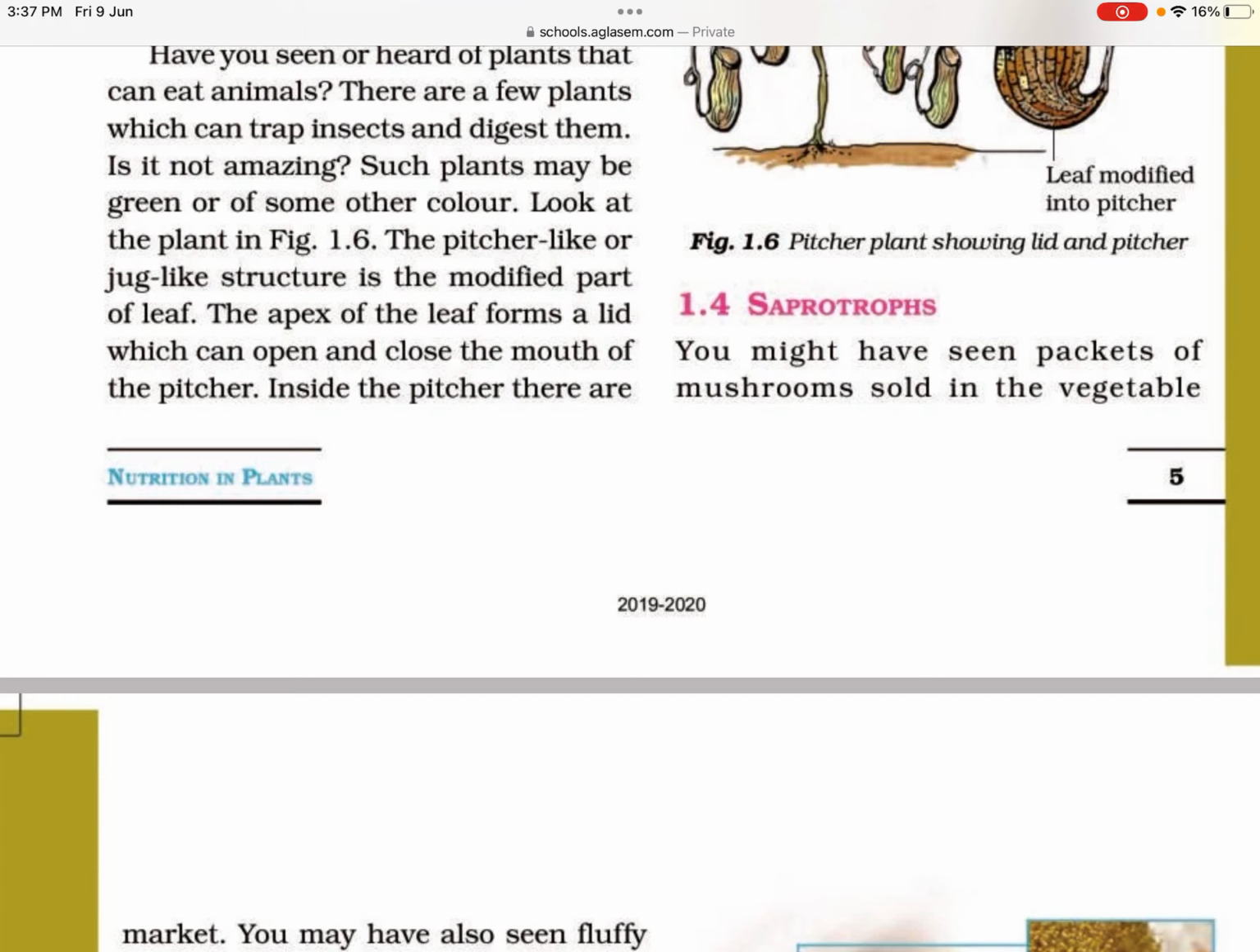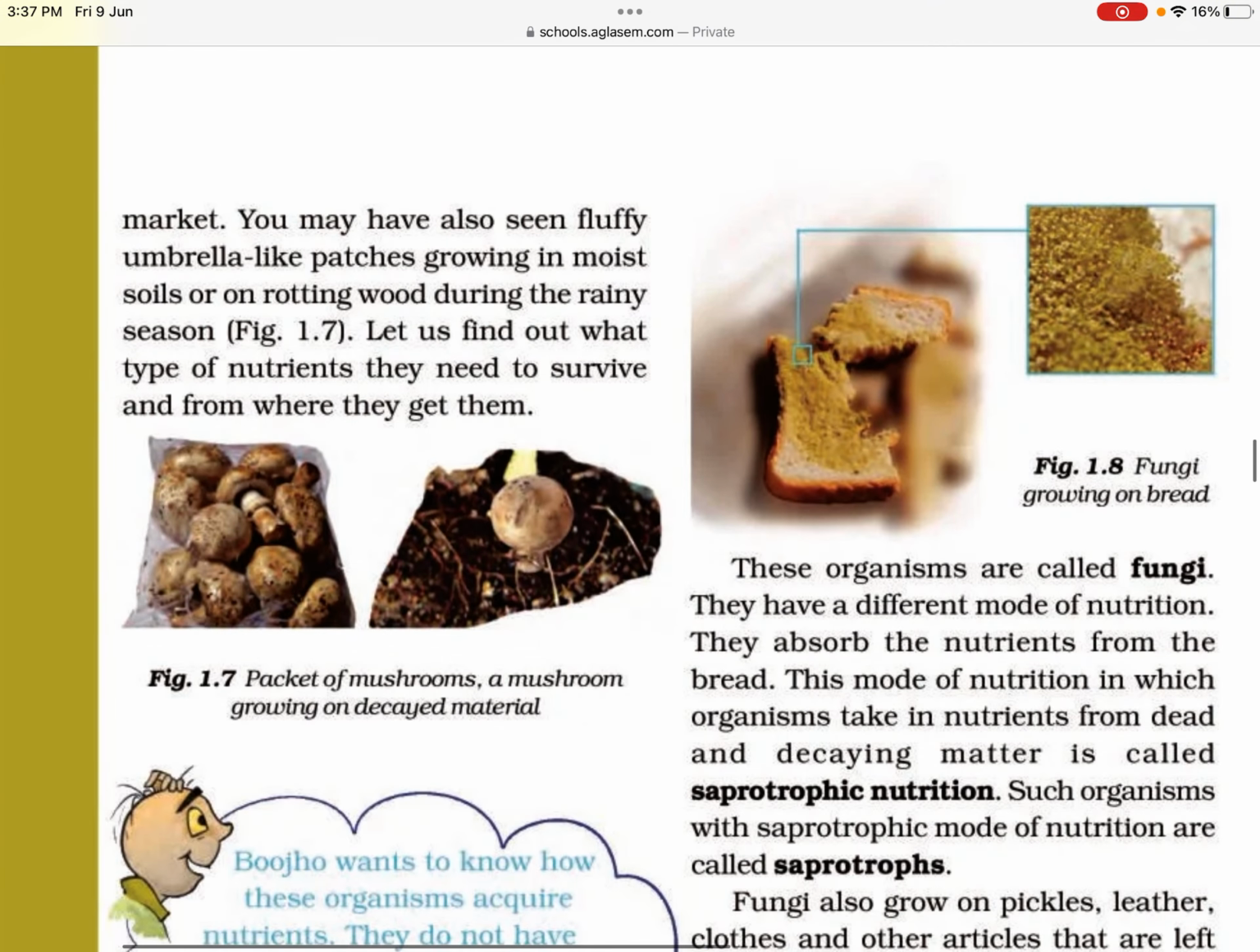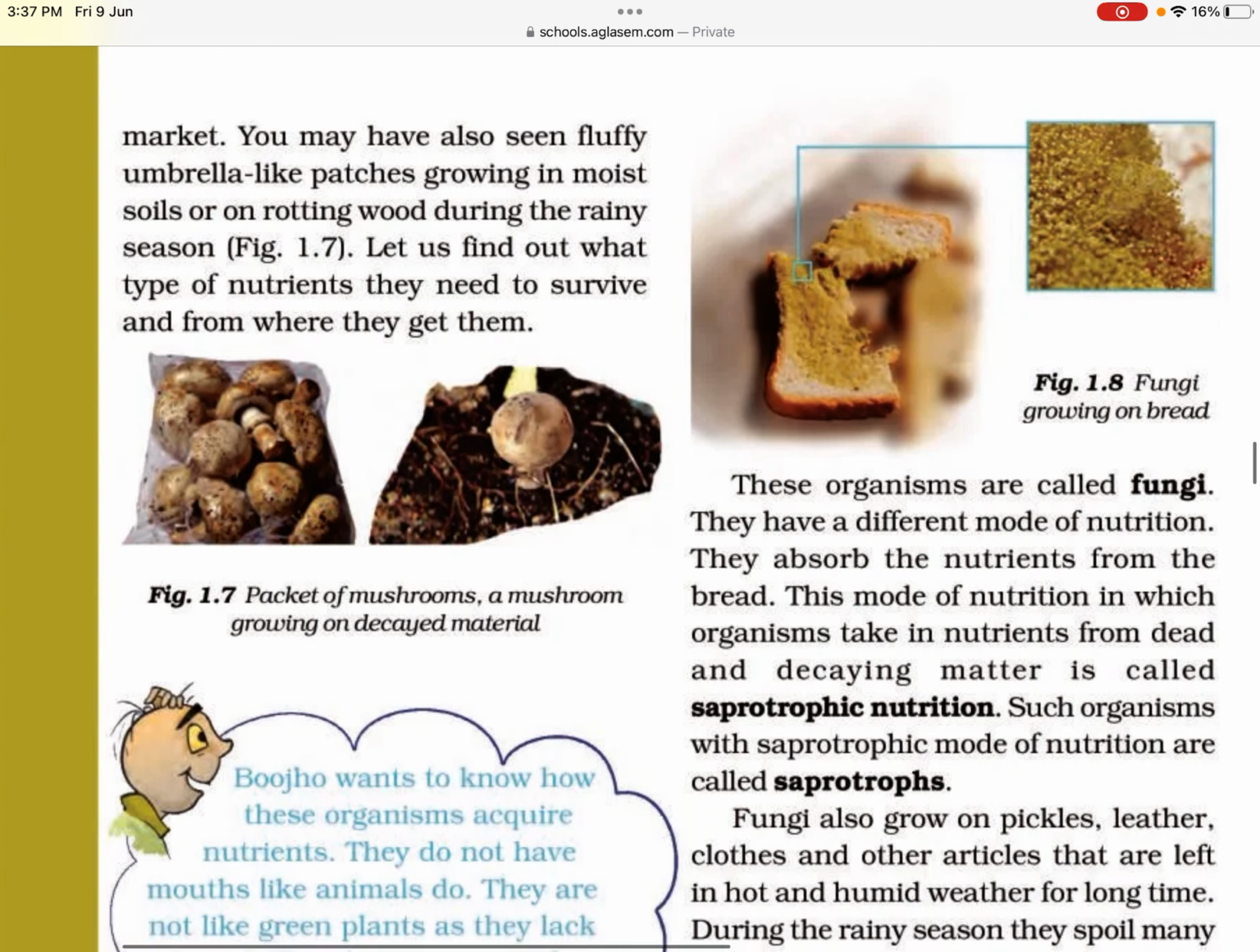1.4 Heterotrophs. You might have seen packets of mushrooms sold in the vegetable market. You may also have seen fluffy umbrella-like patches growing in moist soils or on rotting wood during the rainy season. Let's find out what type of nutrients they need to survive and from where they get them.